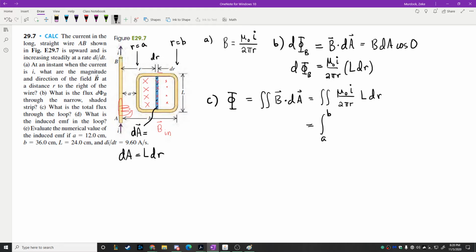Now, it would be a double integral, but I should technically get rid of one of these here. And the reason is because, in what you might call the y direction, the magnetic field is constant all along the y direction. So we're only integrating in the r direction. Hope that made sense. The dA, we only have one variable, right? dr. So we only need one integral. All right.